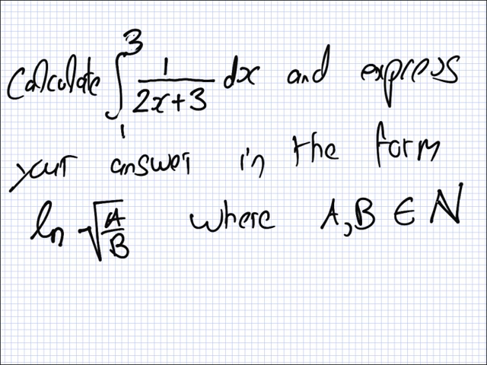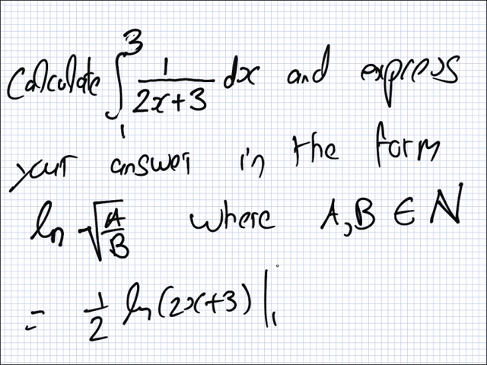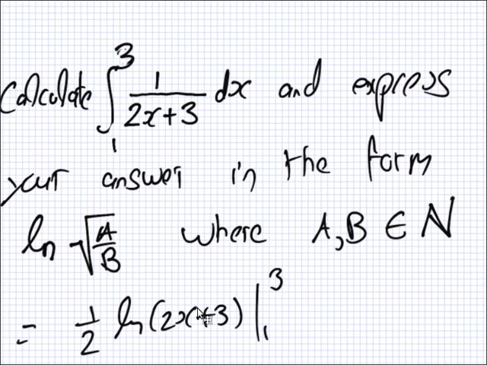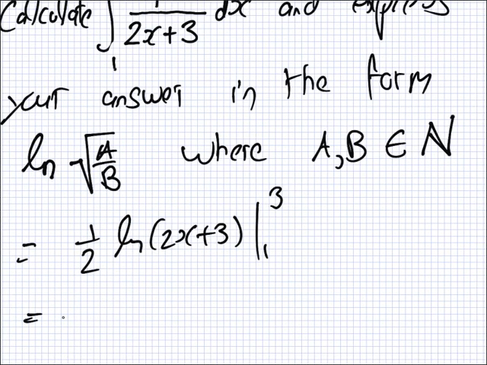Oh, right. We got answers? Almost. So when you integrate this, you get 1 over 2 log 2x plus 3, from 1 to 3. Okay. But you remember from your rules of logs that the power half goes inside as a power, right? And what's power half? Meaning? Root.